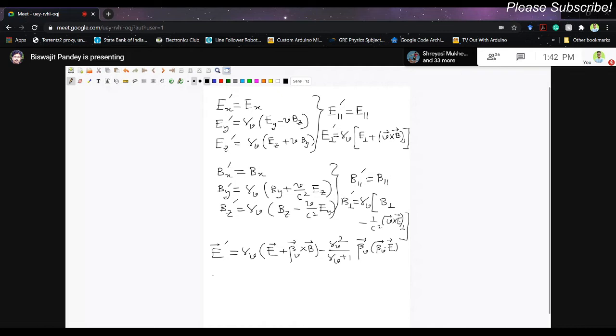And similarly, the magnetic field in the most general case would be gamma v times, again, if you remember one, you can write down the other, (B minus beta v cross E), minus gamma v square divided by (gamma v plus 1) times beta v (beta v dot B).